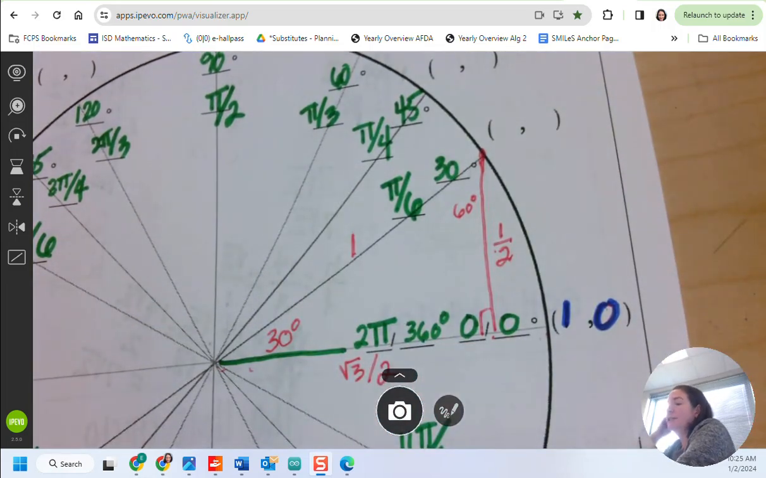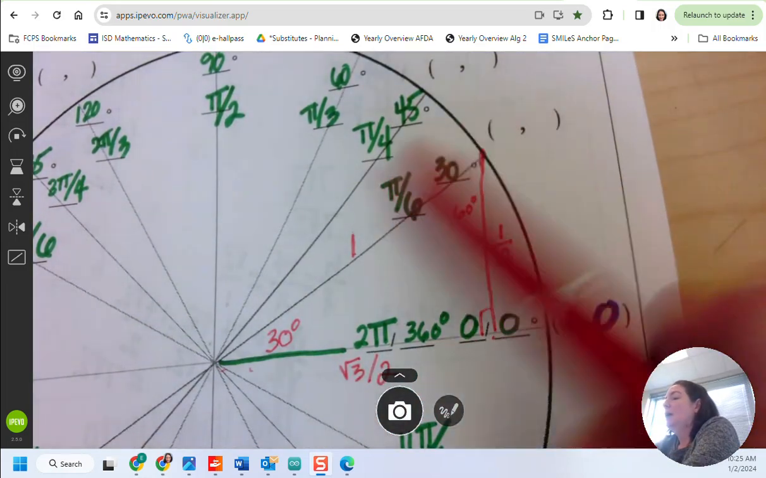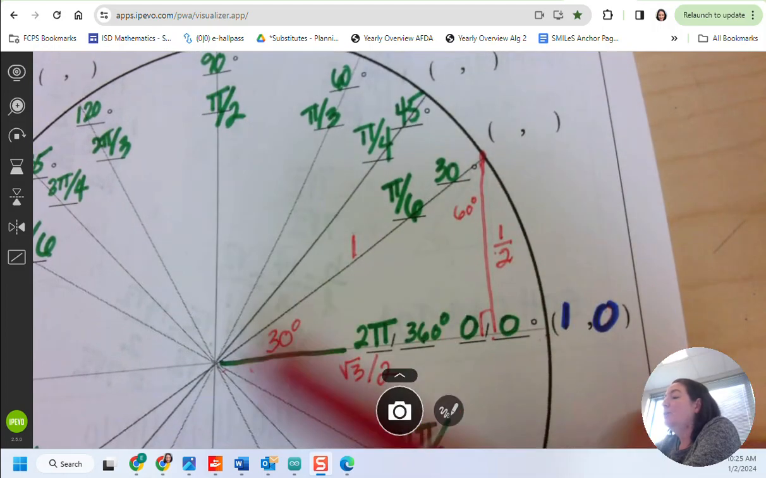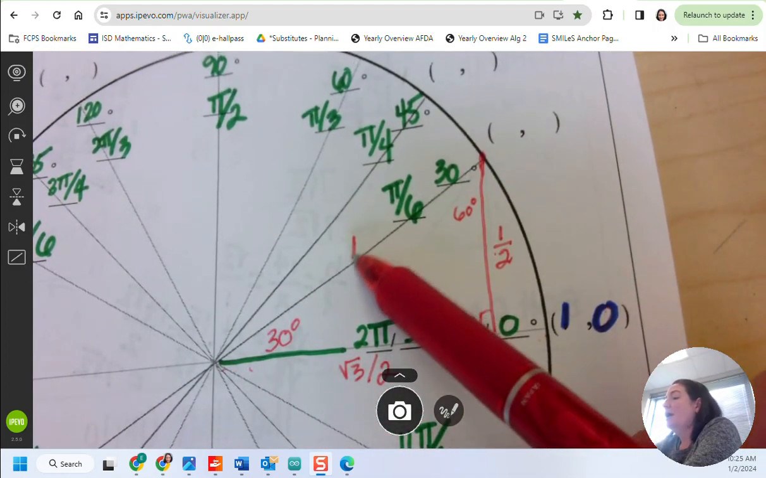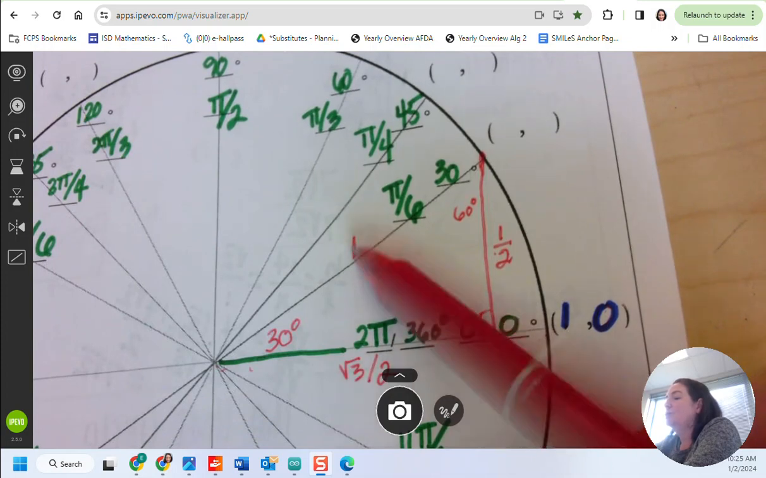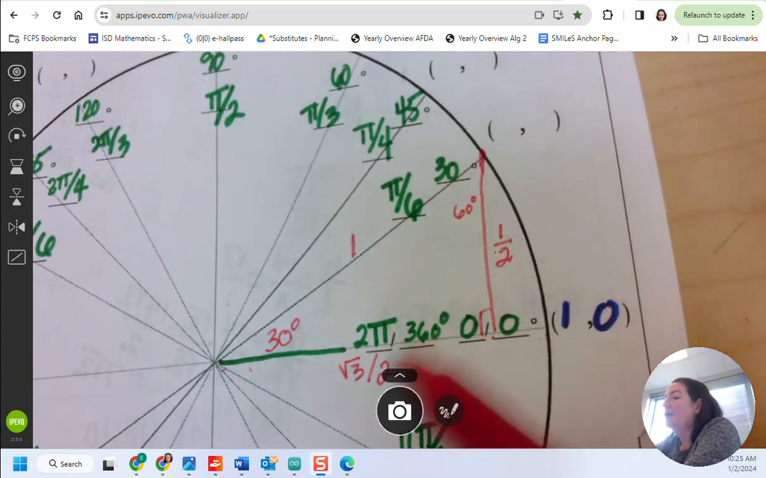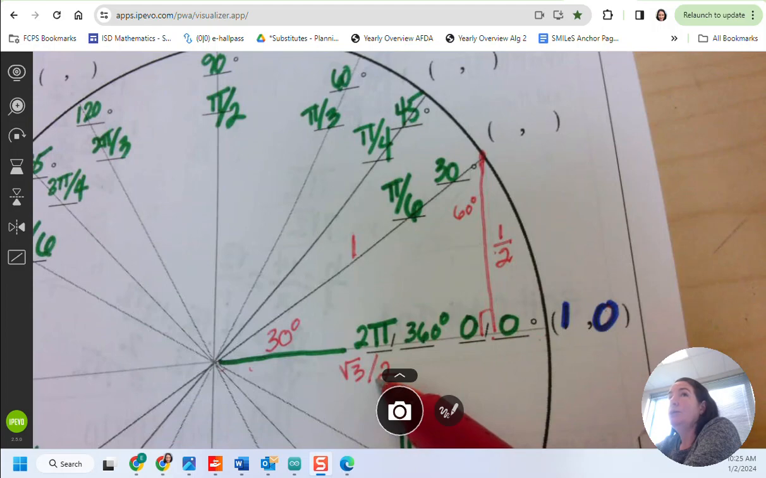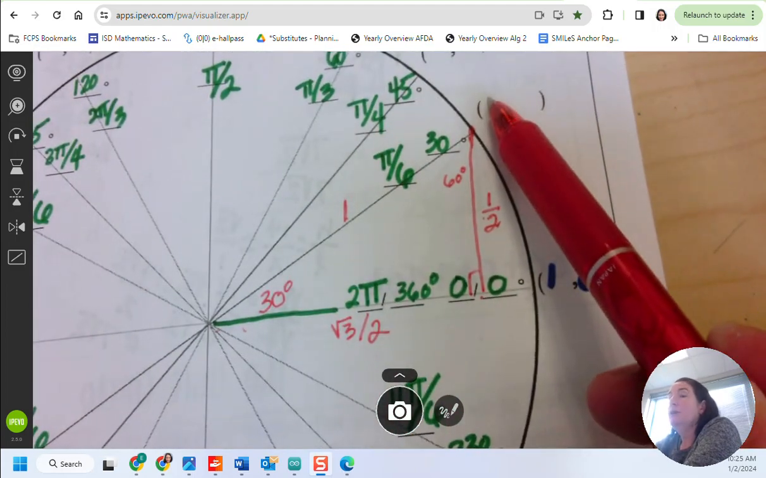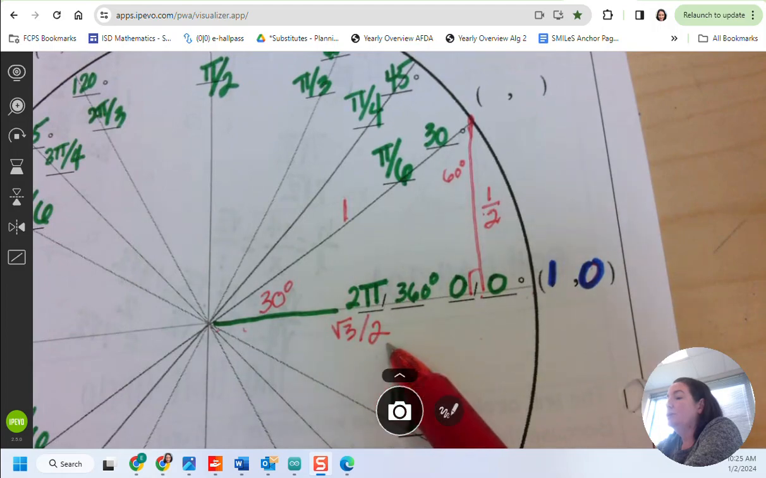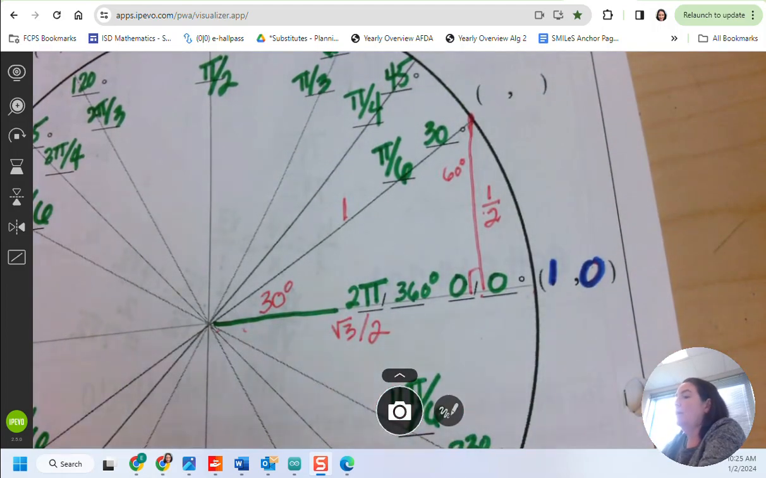So we have a 30, 60, 90 triangle. I knew that this radius has to be 1, and so I used a proportion where I cut everything in half. Instead of 2, this is 1. Instead of 1, this is 1/2. Instead of root 3, this is root 3 over 2. Now I can use these numbers to write the coordinates here, because this is root 3 over 2 for the x and 1/2 for the y.